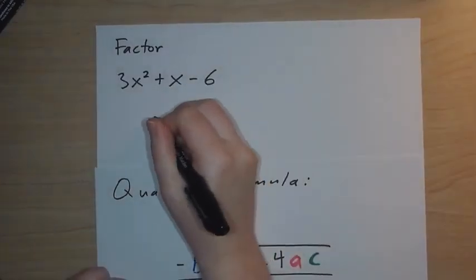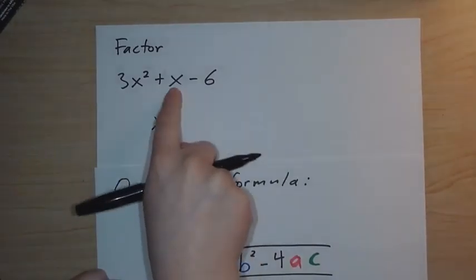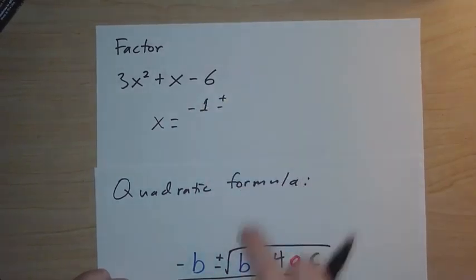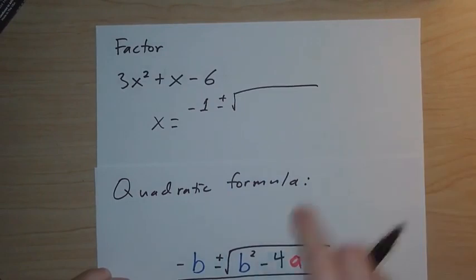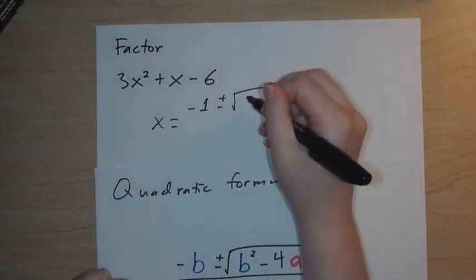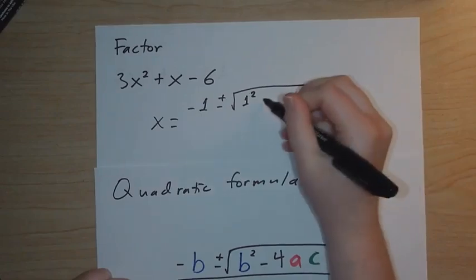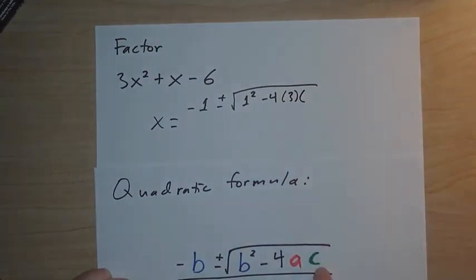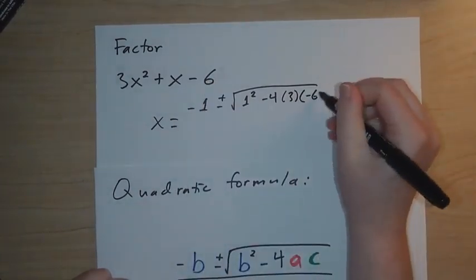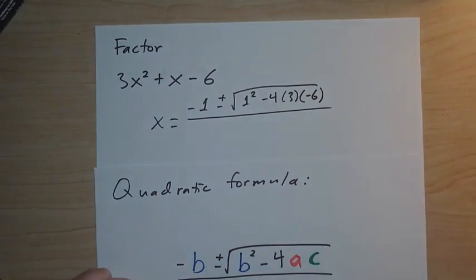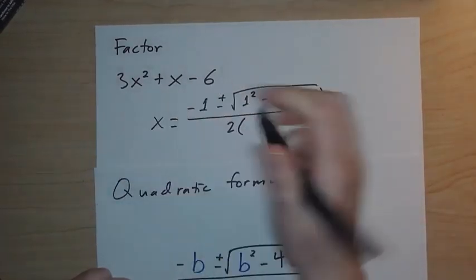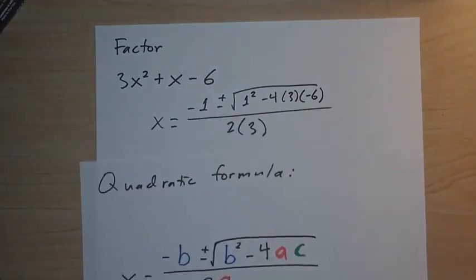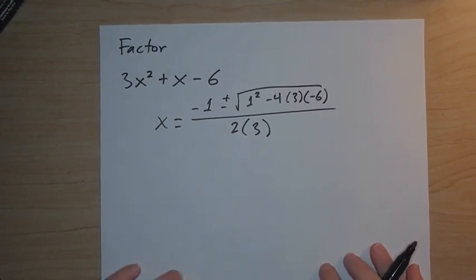So we're going to write x is equal to, our b is our 1, so we're going to write negative 1 plus minus the square root of b squared, it's just 1 squared, minus 4 times our a, which is 3, times our c, which is negative 6. This is all divided by 2 times our a, which is 3. So, if you can see that. So now we just have to solve what we can.